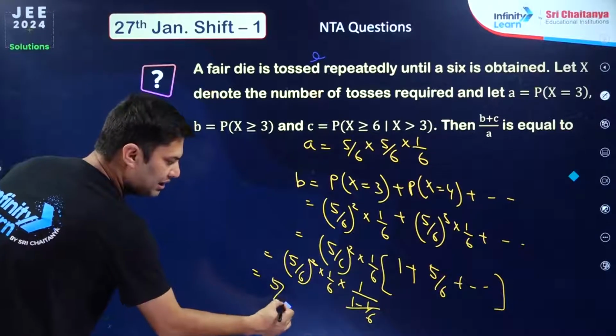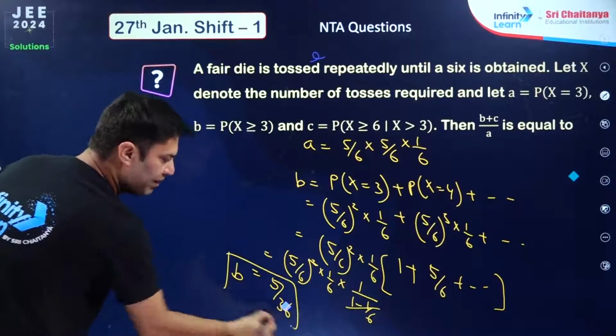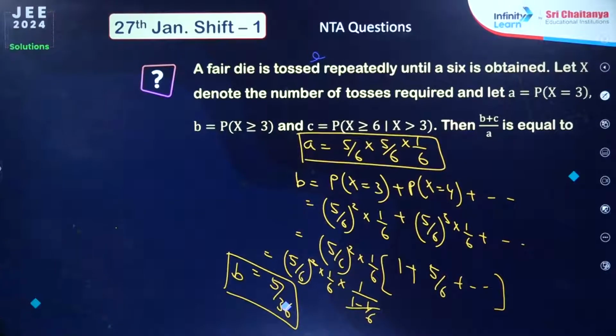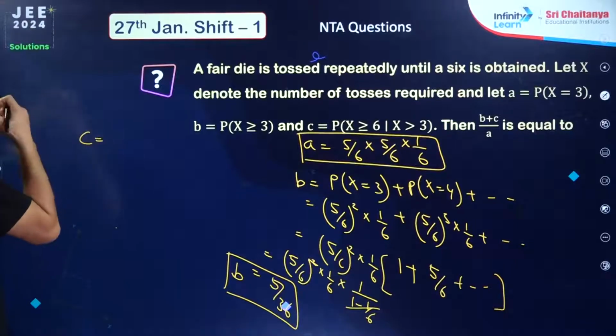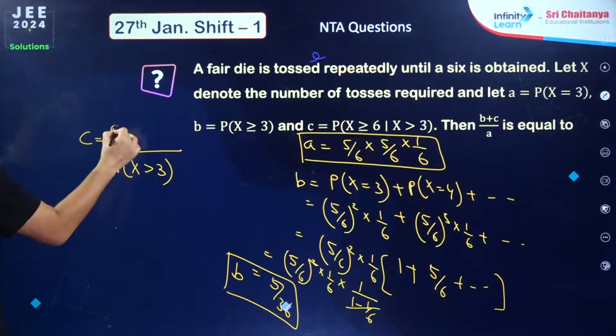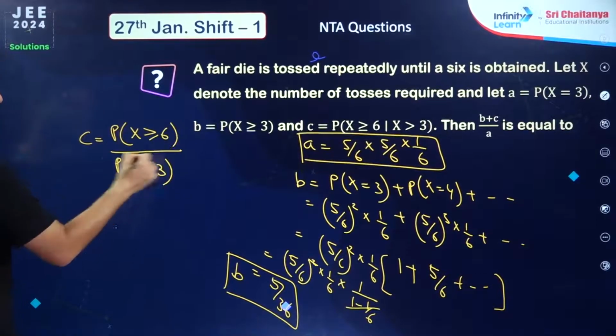So this is 5/36. So this B is 5/36. A is 25/216. And what is C? C is a conditional probability. So below it's x greater than 3 and above it's x greater than or equal to 6.